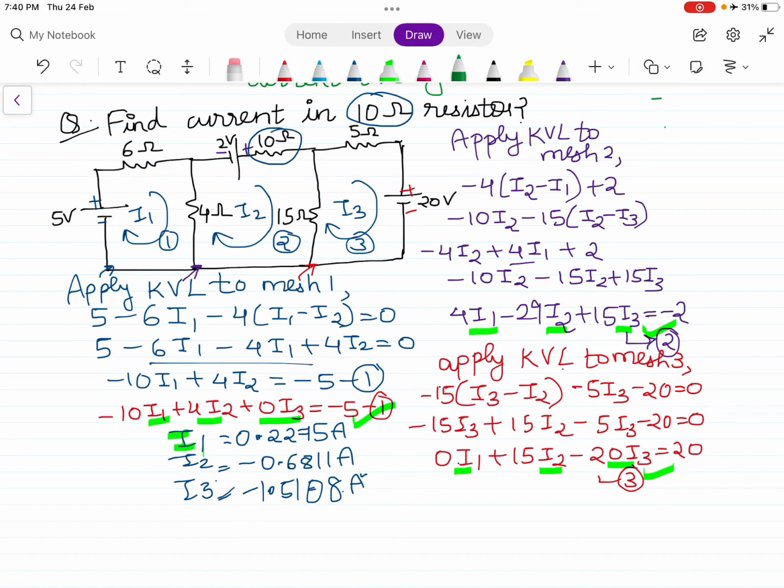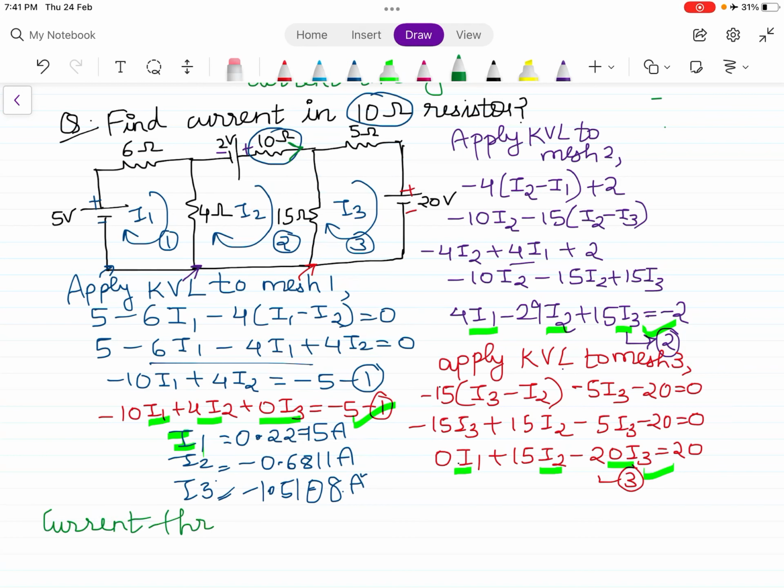So current through 10 ohms is asked. So current through 10 ohms is I2. I2 is negative. So the assumption is wrong. We had assumed that current I2 is moving rightward through the resistor. But the answer is negative. So current is not moving in the right direction. Current is moving in the left direction. So we write here, current through 10 ohm resistor is I2, which is 0.6811 ampere, but in the left direction.